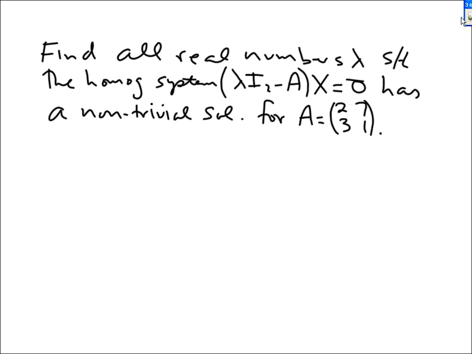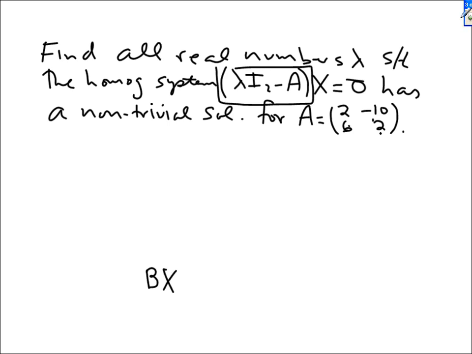Actually, let me try a different set of numbers. 2, 6, negative 10, 2. Now, I don't care how complicated that looks. It's a matrix. Call that matrix B. Bx equal to 0 has non-trivial solutions if and only if the determinant of B is 0.